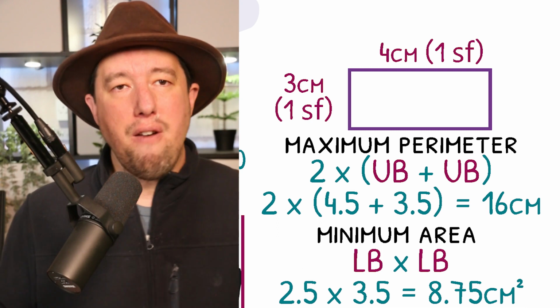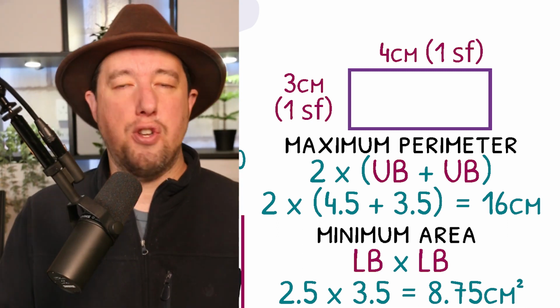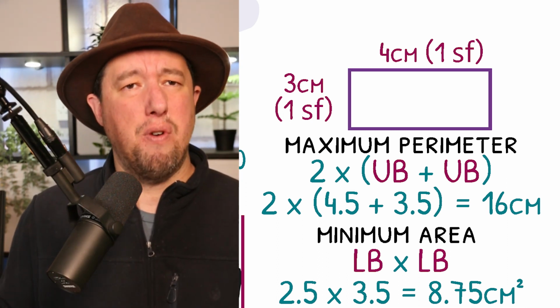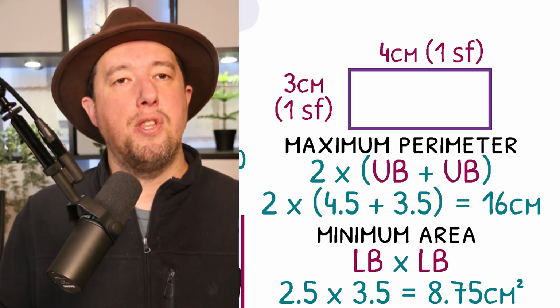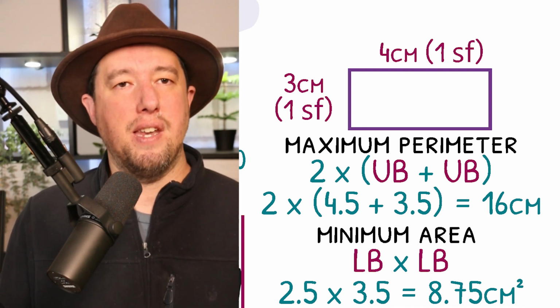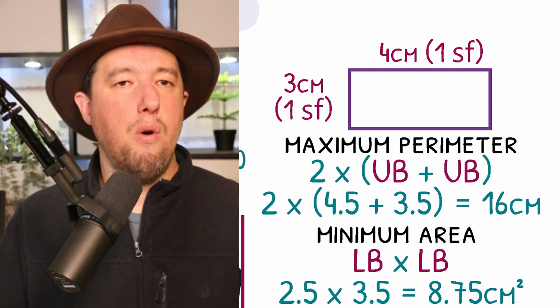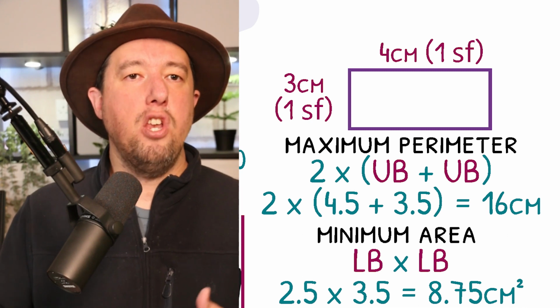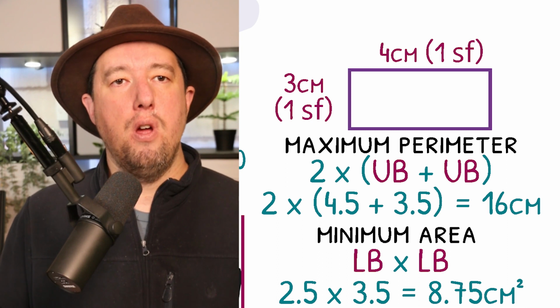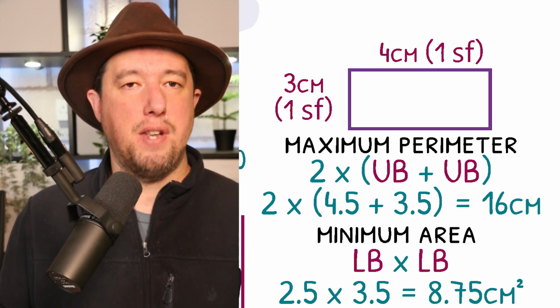Note, however, quite rightly students point out that I should use 3.49 recurring. 3.49 recurring is actually the same as 3.5. The maximum perimeter will be 2 times 3.5 plus 4.5, which is 16 centimeters. If we wanted to find the lowest the area could be, we can use the lower bounds, 2.5 times 3.5, which will equal 8.75 centimeters squared.